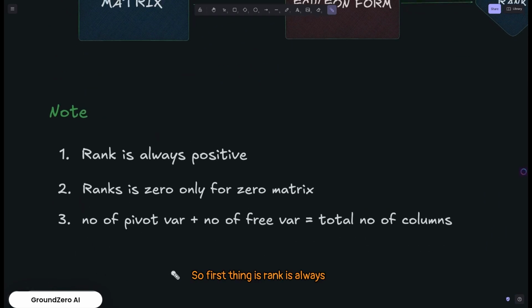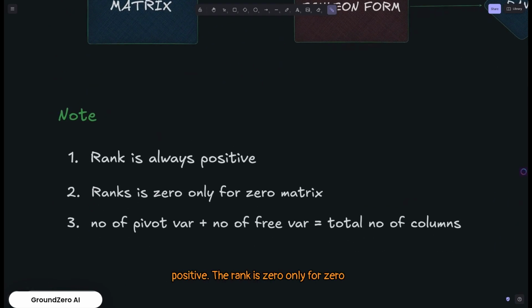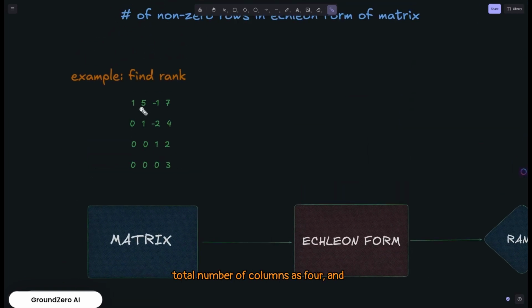There is a note as well. First, the rank is always positive, and the rank is zero only for the zero matrix. And the number of pivots plus the number of free variables is the total number of columns. As you can see, we have the total number of columns as 4, and there is no free variable. We only have 4 pivot variables. So 4 plus 0 equals 4. That justifies that the total number of columns is the sum of free variables plus pivot variables, right?